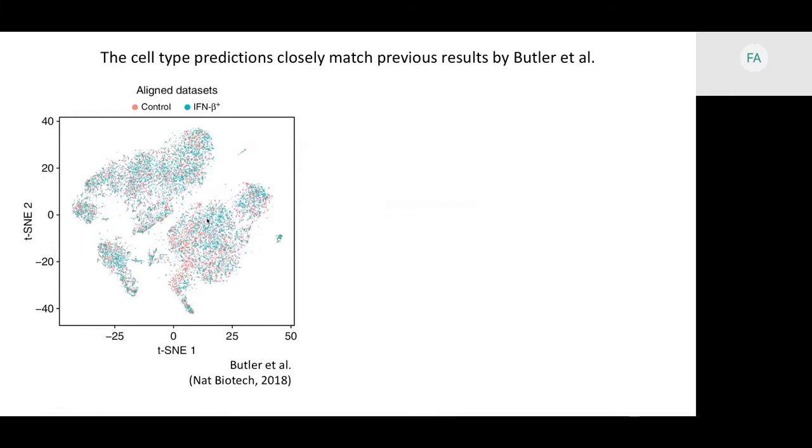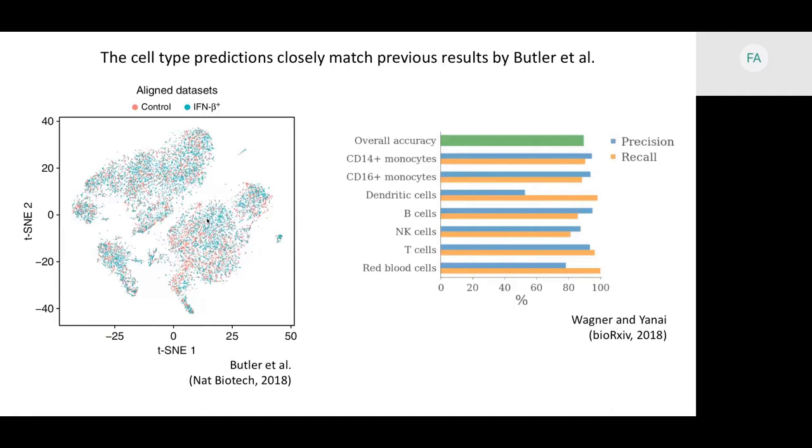So we compared these results to a previous analysis of the same data set by the Satija lab. They described this integration approach, and they did some clustering, and we find that our results are in very good agreement with their cell type annotations.